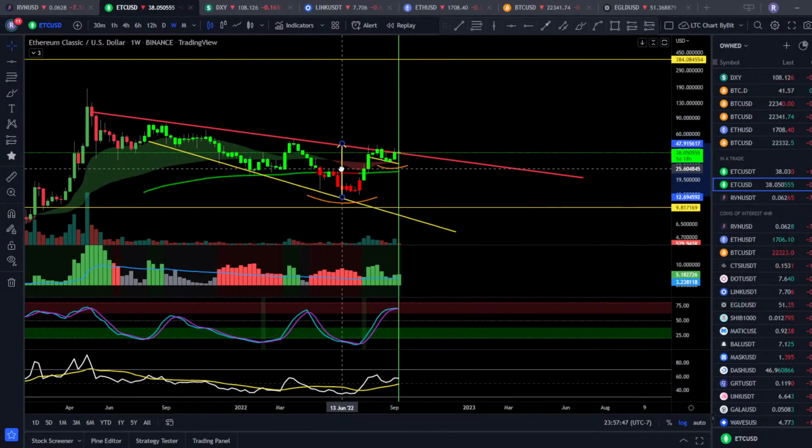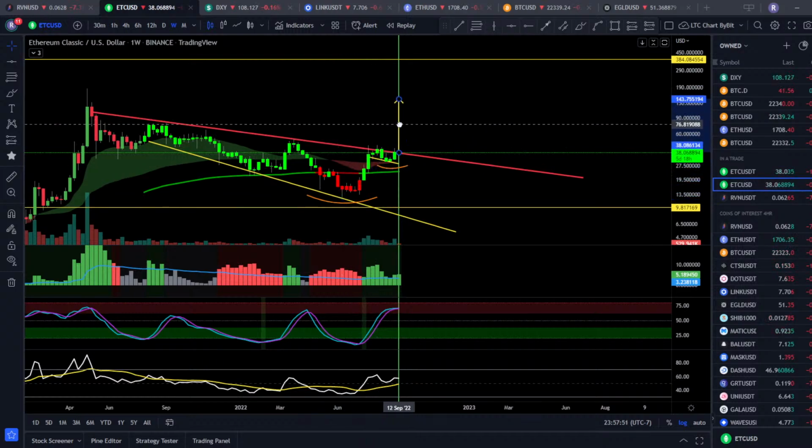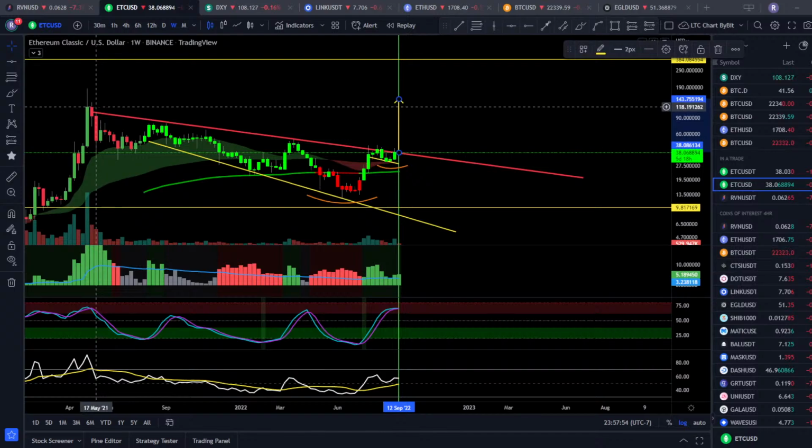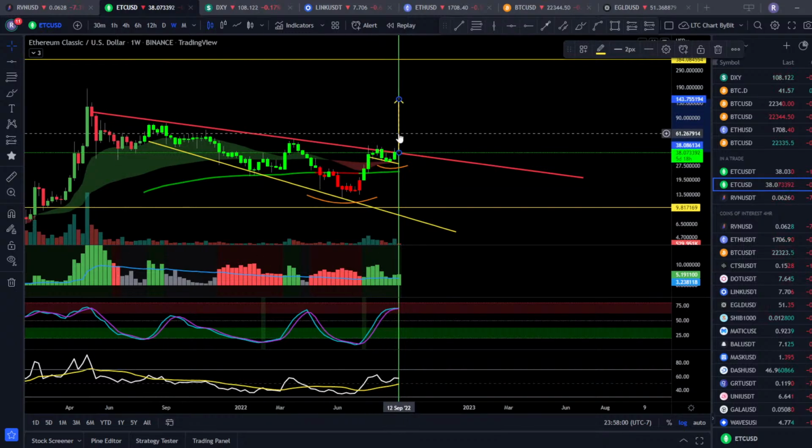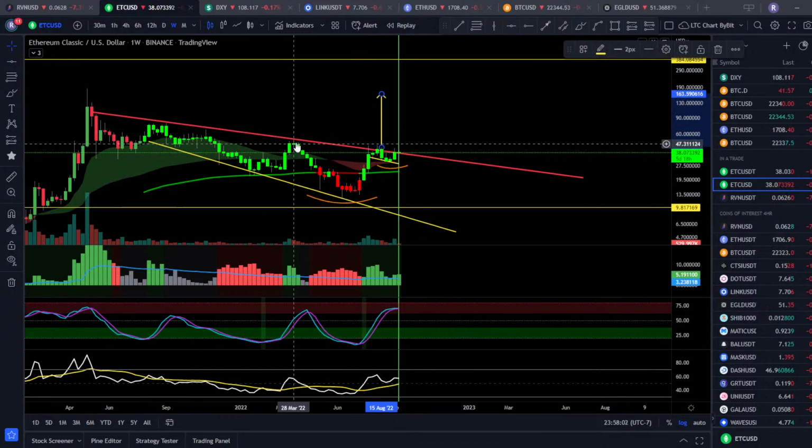Let me make sure that my target's right here. Yeah, that's right. So 143, I would imagine, is actually higher than the candle body close on the previous all-time high. So I'd imagine that it could wick up to the all-time high easily. So, Ethereum Classic looks really good.